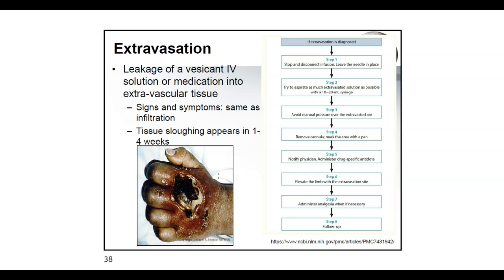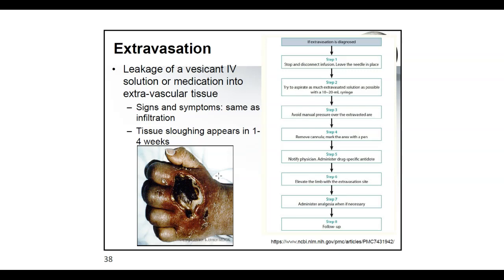Try to aspirate as much of the solution as possible, because you want that solution out. It's very irritating and damaging. It eats the surrounding tissue, so you don't want that there. So you want to try to aspirate as much as you can. You want to try to avoid manual pressure over the extravasated area. Why is that, right? If you're pushing on that very irritating fluid or substance, it can cause the tissue to absorb more of that, causing more damage. So you want to try to avoid putting pressure.